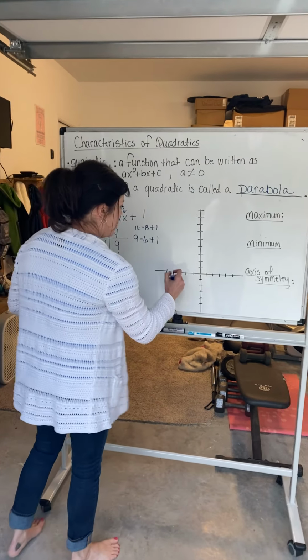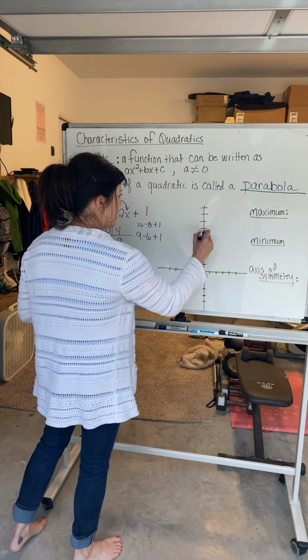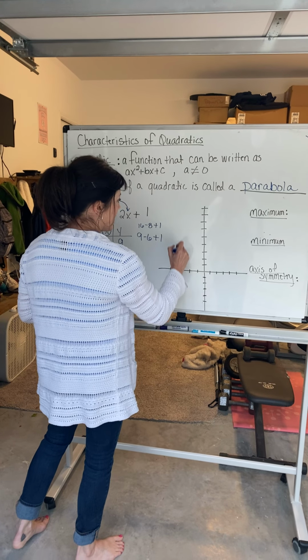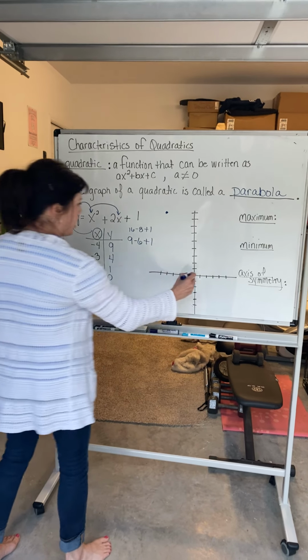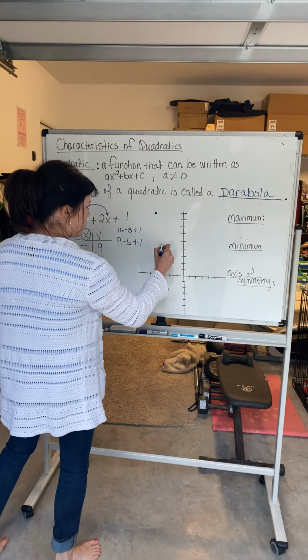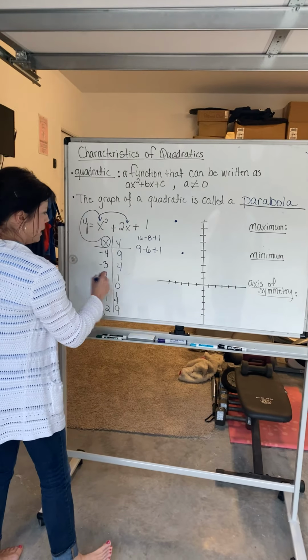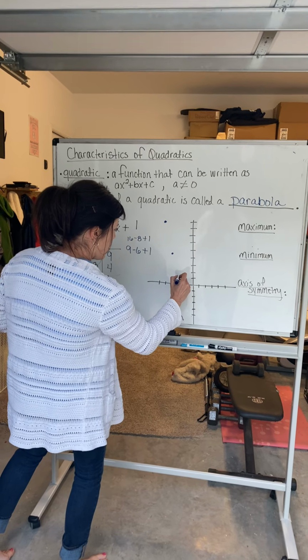So when you have your negative 4, and again, I'm sketching this out so it's not going to be perfect. There is negative 4, positive 9. Here is negative 3, positive 4. Here is negative 2, positive 1.